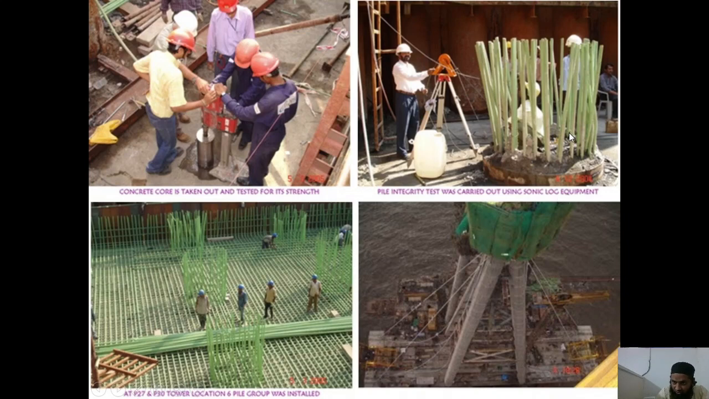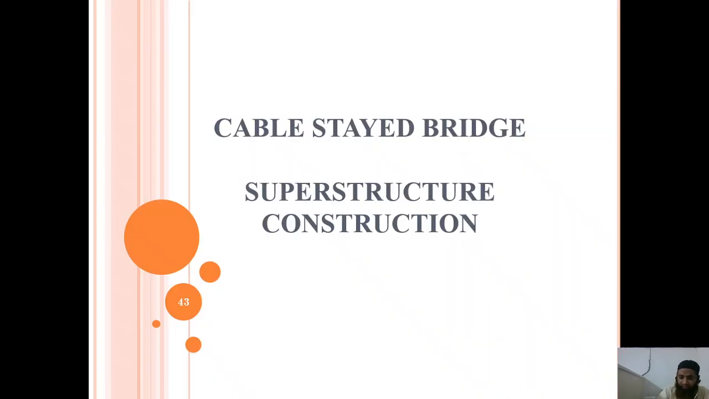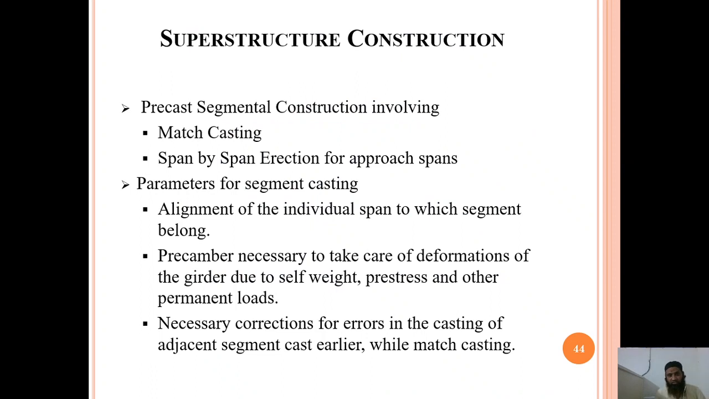You can see how thick the reinforcement is. This reinforcement is so thick. You can see P27 and P30 tower location. A 6 pile group was installed. You can see the 6 piles here. Over this, the whole big cap comes up. You can see this pylon which has been erected. This huge pylon was completed in stages. Let us see the superstructure construction.